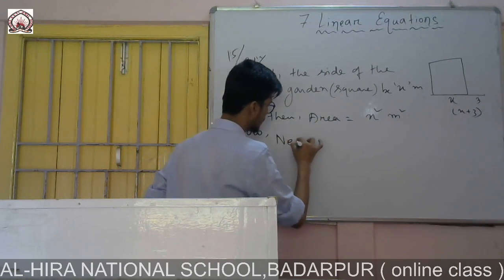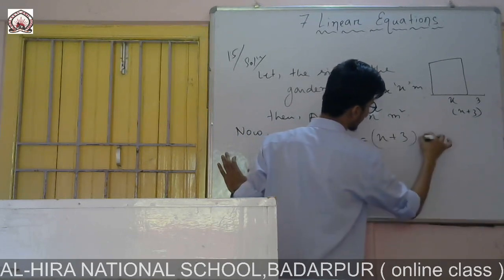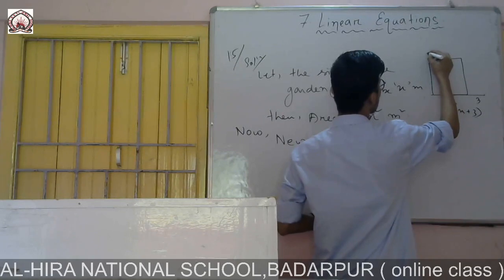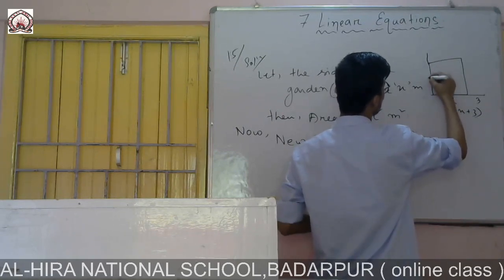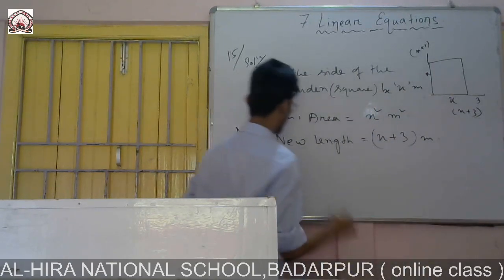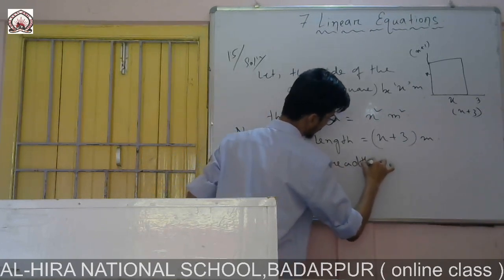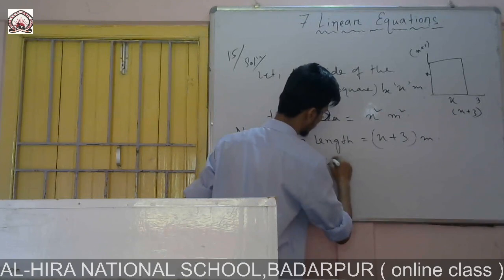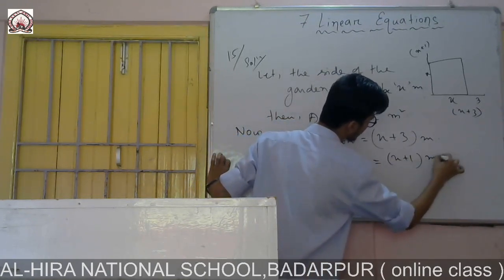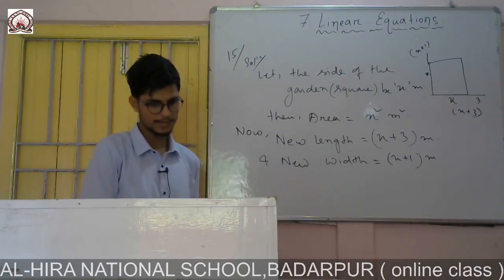So now you write new length equals x plus 3 meter, and width by 1 meter. This side she increased by only 1 meter, so this whole side will be x plus 1. Write new width, width and breadth are the same thing, equals x plus 1 meter. So first of all we will find the new area.